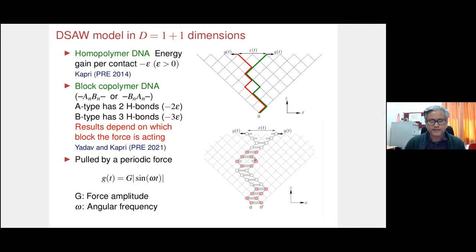It so happens that this model can also be solved analytically. It has an exact solution of the same expression as given before, but now epsilon is given by the average of the binding energy between the blocks. But when you apply a periodic force, the result depends on which type of blocks the forcing is acting on.